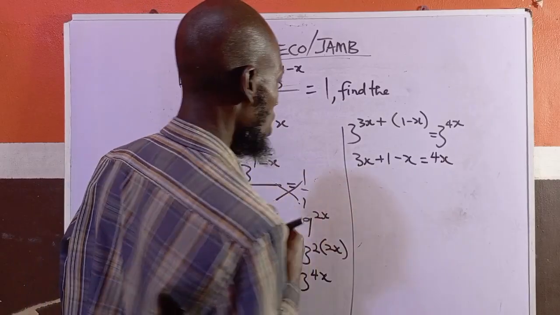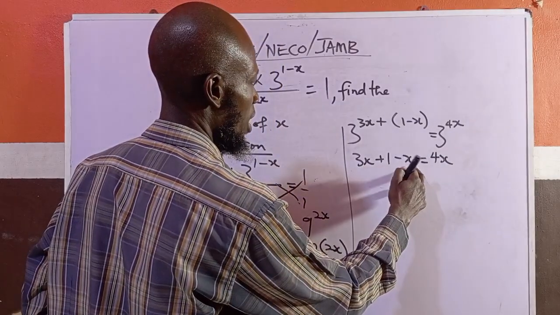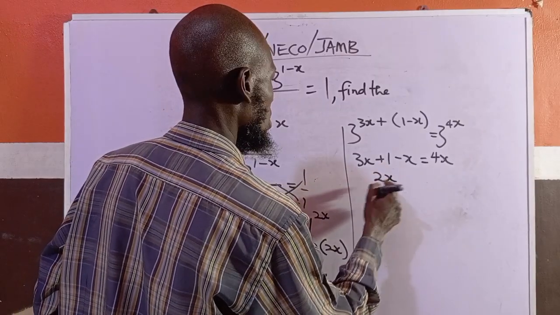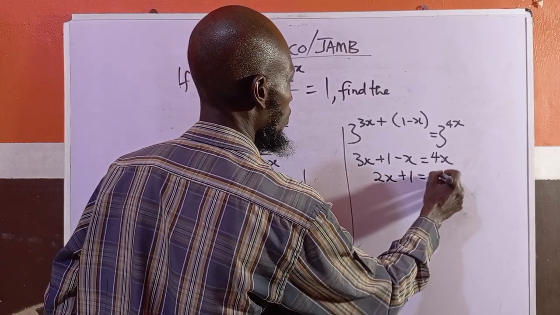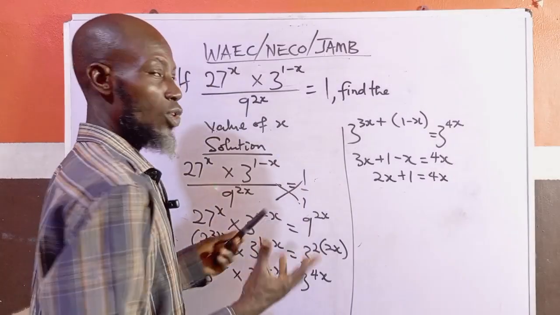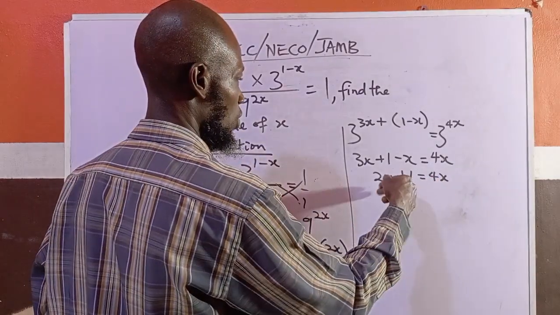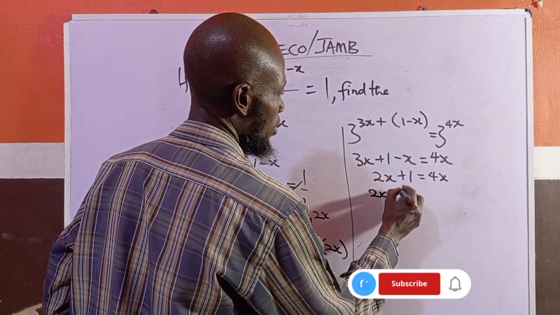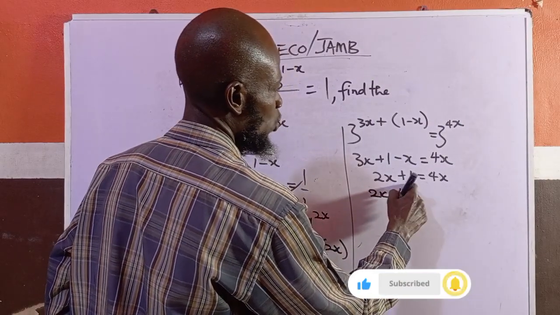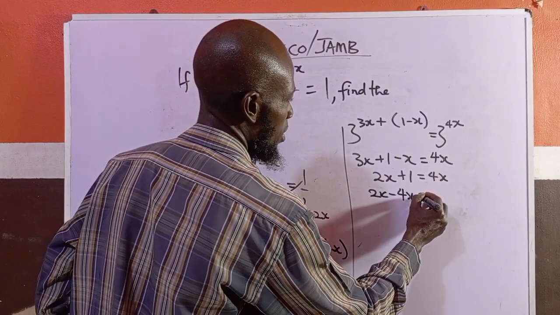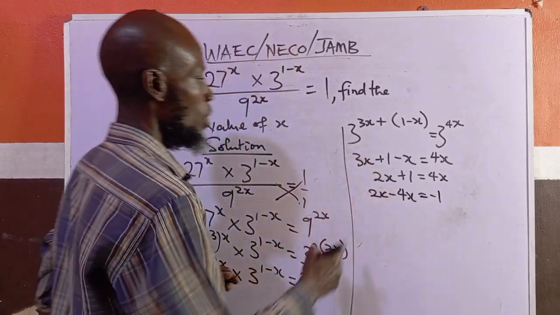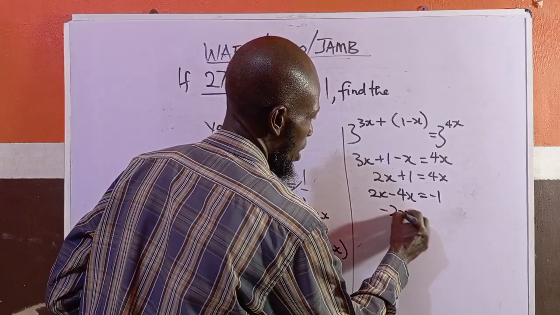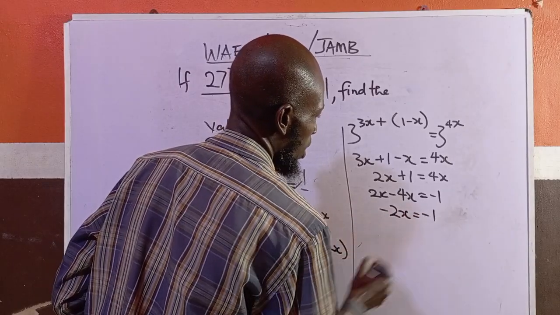Now, 3x minus x will give us 2x. So we have 2x plus 1 is equal to 4x. Now, we collect like terms. So this, we transpose it, we move it to this side. So we are going to have 2x minus 4x. Then this one to the other side is going to be minus 1. So 2x minus 4x will give us minus 2x is equal to minus 1.